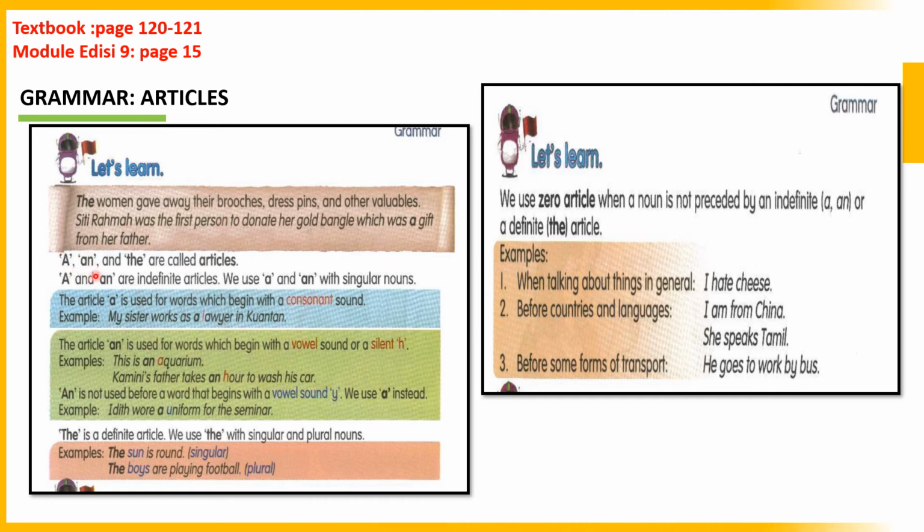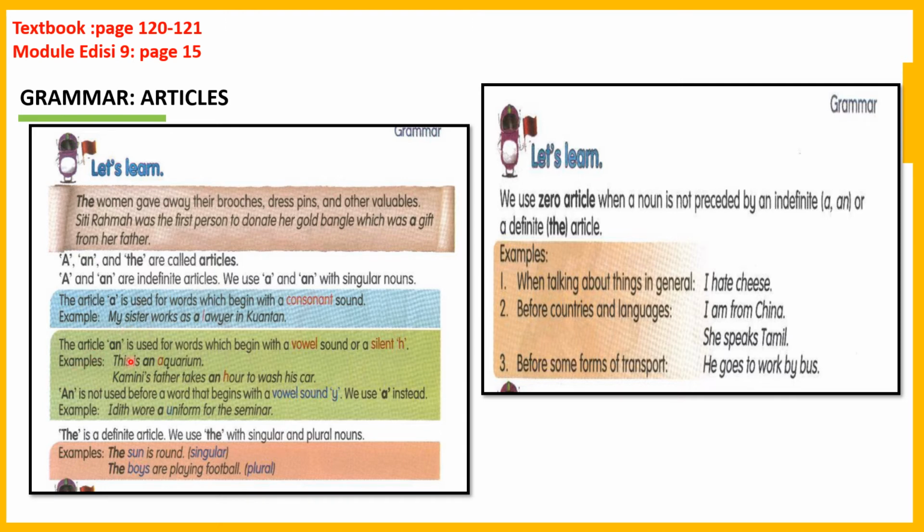Alright, you may refer to your textbook, page 120. So, a and the are called articles. We have learned this before. A and an are indefinite articles. So, we use a and an with singular nouns. Okay, look at the example. My sister works as a lawyer. Sebagai seorang peguam. So we use a lawyer. The noun is singular, my sister.